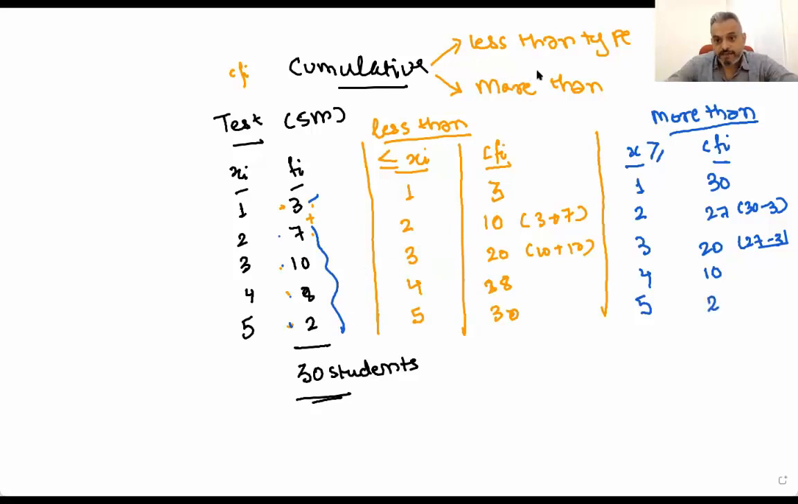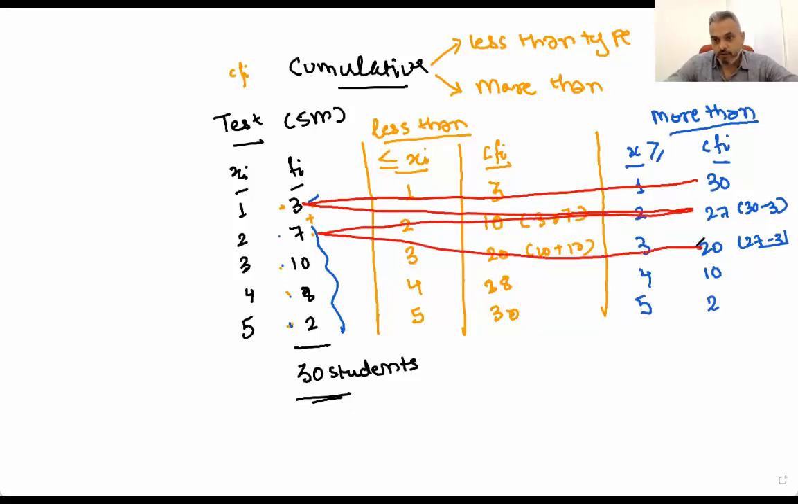ओके. नाउ लेस देन टाइप में क्या किया हमने, तो मैं इसको निकाल देता हूं. Now more than type में क्या किया हमने, more than equal to 1 all of them. So more than equal to 1 is 30. फिर more than equal to 2 so आ गया 30 minus 3 which is equal to 27. 27 minus 7 which is equal to 20. 20 minus 10 which is equal to 10. 10 minus 8 equal to 2.